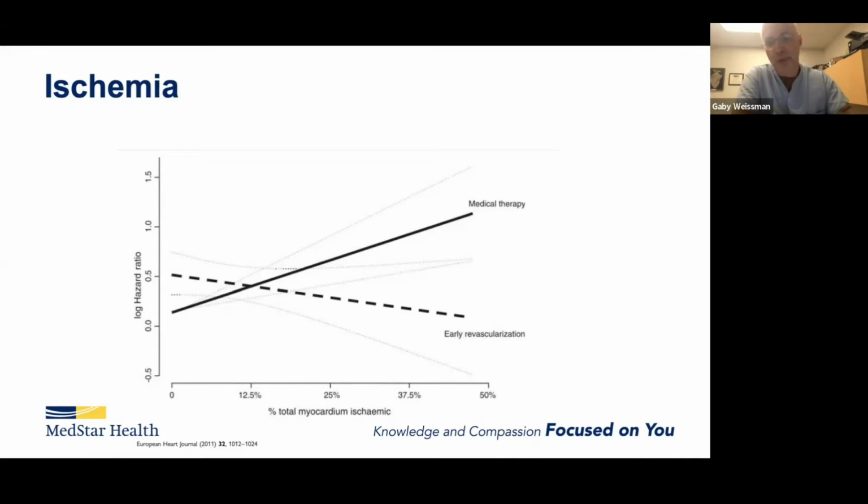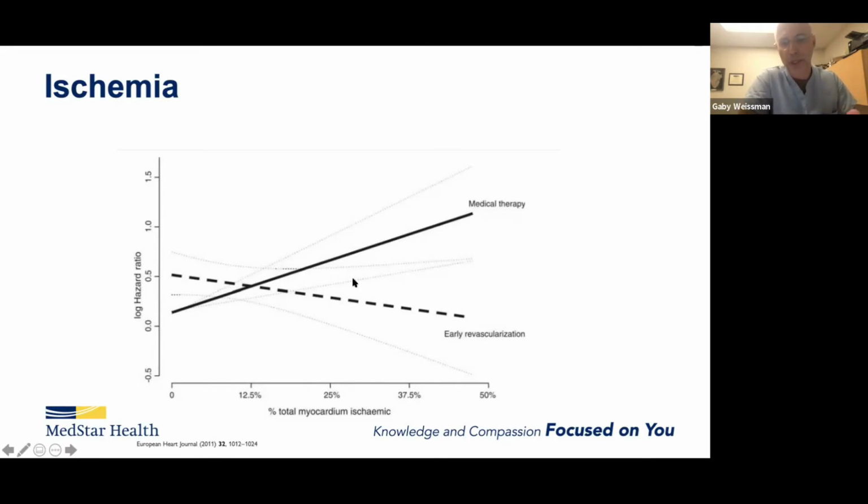That looked at this, and what they showed was that if you had large ischemia and you had medical therapy, you did worse than if you had revascularization. And vice versa, interestingly enough, if you had very little ischemia, medical therapy was better than intervention there. And this is what you can see from back in 2011. And at the time, that's sort of what we had available to us.